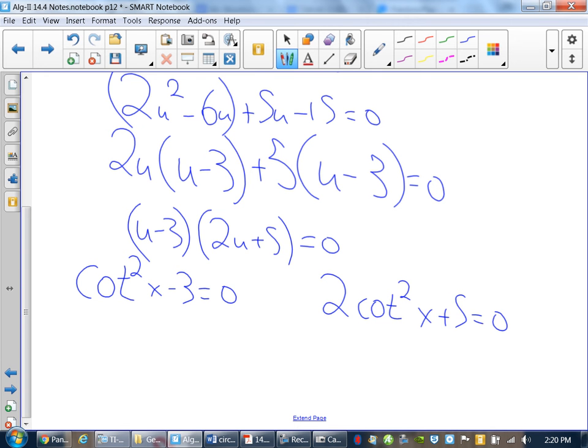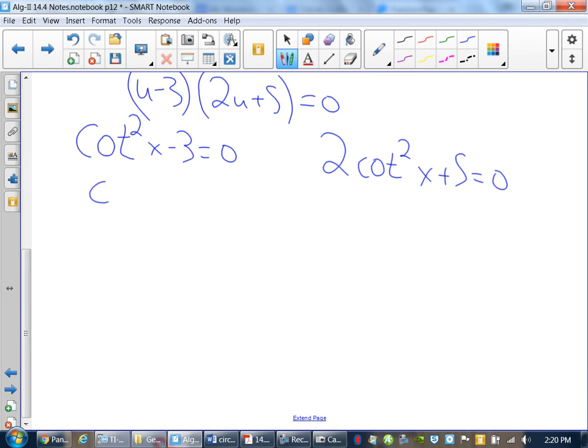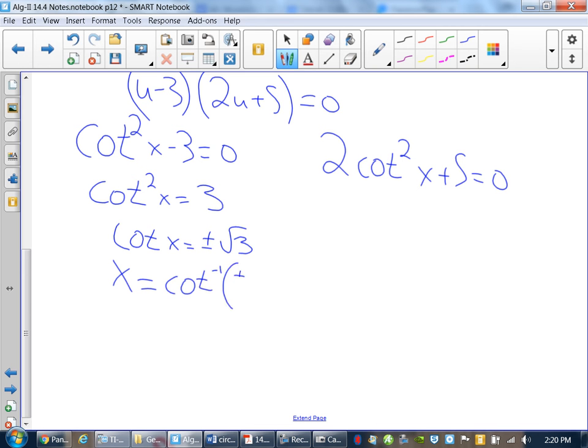What do you do first? Math. Excellent. Within that first step of math, what would that first math step be? Add the 3. Good. If I add 3, I get cotangent squared x equals 3. And now what do we do? Square root. So you take the square root, we get the cotangent of x is plus or minus root 3. We okay with that?